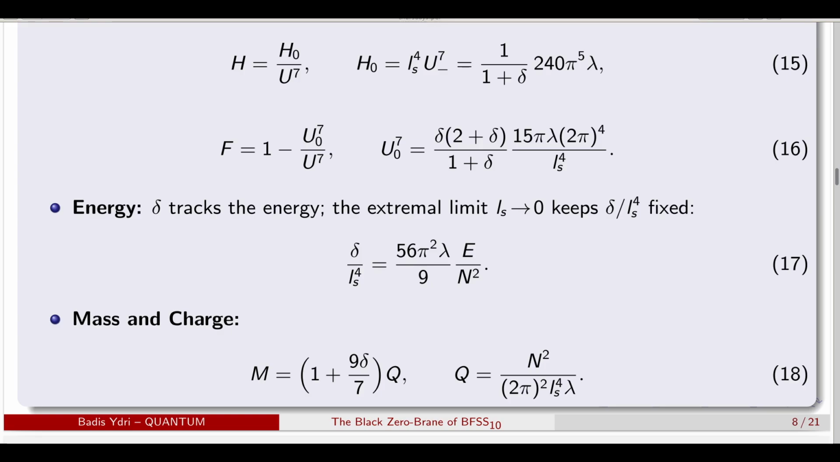The mass and charge of the black zero-brane are given in equation 18. This expresses the total energy and D0-brane charge of the solution in terms of the microscopic parameters of the BFSS model. Hence, in this near-horizon picture, the geometry corresponds to a charged black hole in 10 dimensions, whose extremal limit captures the bound state of D0-branes at zero temperature, while small deviations controlled by delta describe finite temperature excitations of the system.